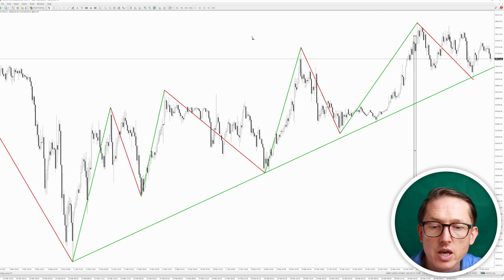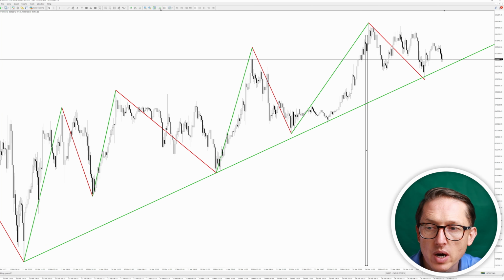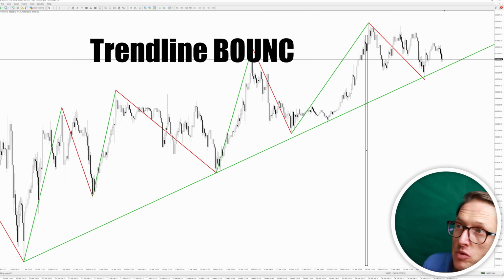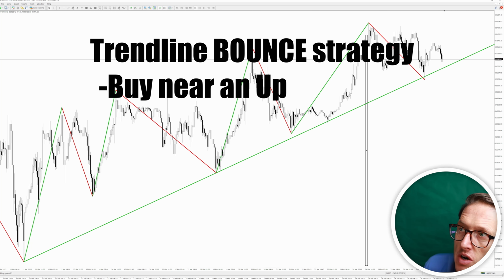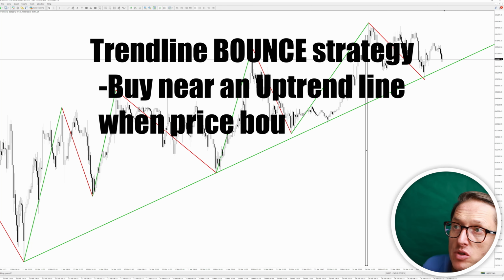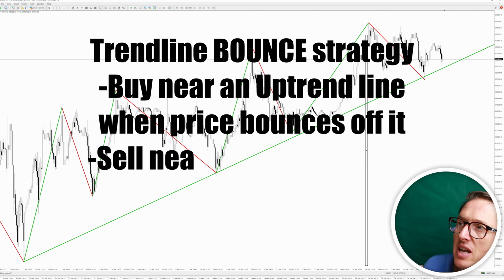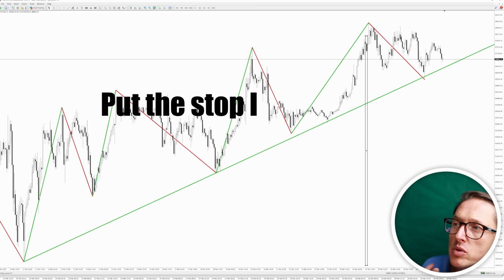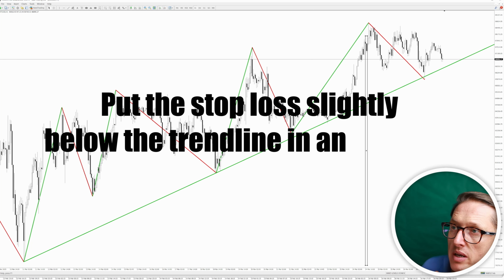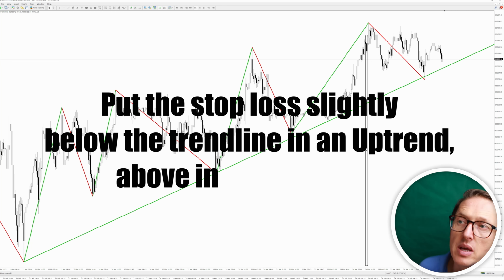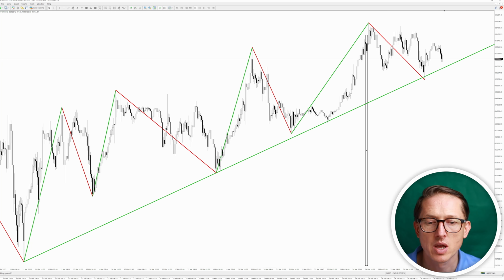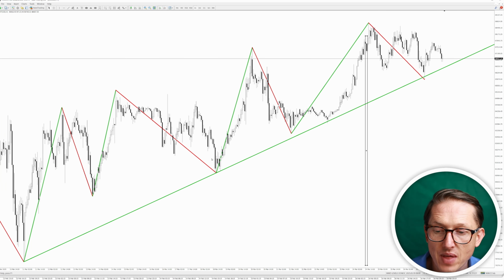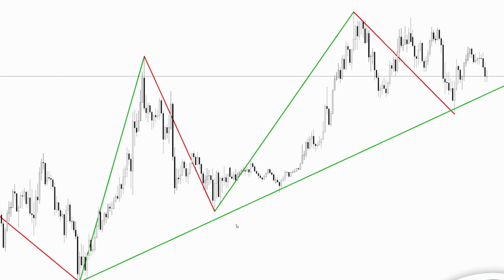So imagine that was your strategy, that you are trading, because there are 2 strategies with trend lines. Trendline bounce strategy: buy near an uptrend line when price bounces off it, sell near a downtrend line when price rejects it, and put the stop loss slightly below the trend line in an uptrend and above in a downtrend. So that would be our uptrend. That's where we would be placing our trade.